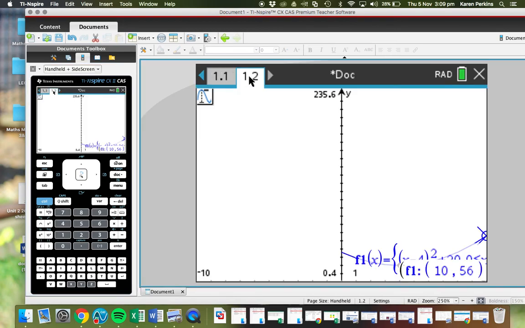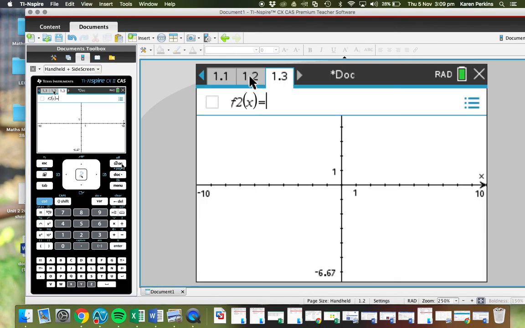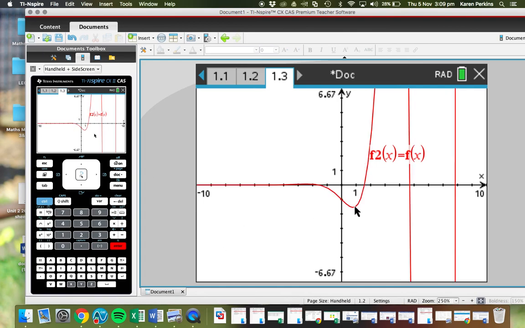If I wanted to check that, I could draw it. F of x. There it is there. I have a minimum at pi on 4, and a maximum would be up the top here at 5 pi on 4. So that's really an easy 6 marks if you know how to use your calculator.